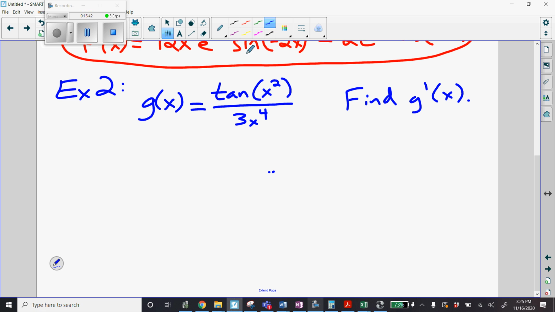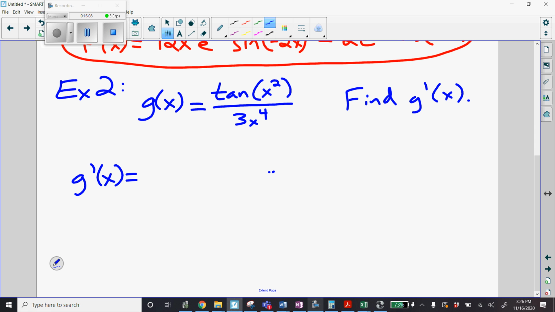So example 1 had two different compositions that were multiplied together. Here I have one composition divided by just your standard 3x to the fourth. Okay, but again, I got to keep things straight, and I got to make sure I apply these rules correctly. So to find g prime of x, feel free to pause the video and try it on your own and see what you get.